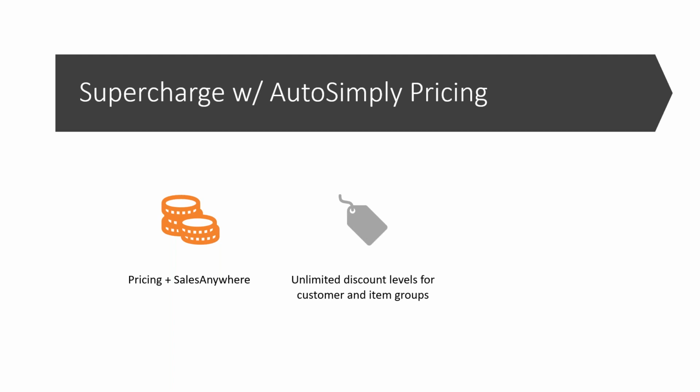Okay, so some of you might know there's another add-on module by AutoSimply called pricing. And this is a perfect add-on to pair with Sales Anywhere. So if you add pricing to the system as well, users can set up unlimited number of discount levels for different customer and item group combinations. And then inside Sales Anywhere, the discounts would be applied automatically. The discount calculation will be applied automatically when users are creating transactions inside Sales Anywhere.